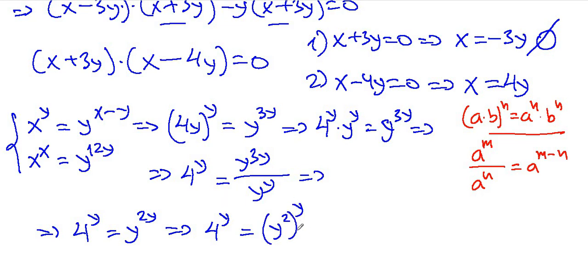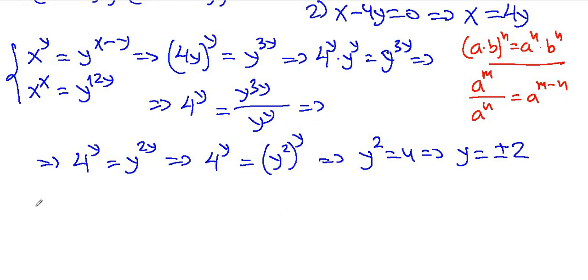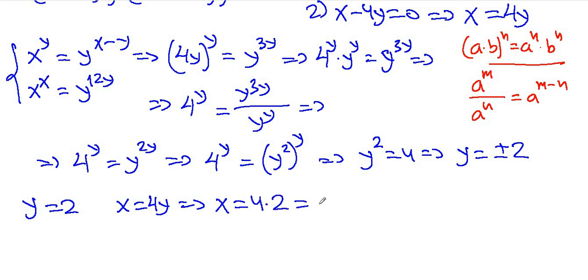Since exponents are the same, we can equate bases, which means that y squared is equal to 4. And usually here we'll get y is equal to plus minus 2. Since we are looking for all positive real solutions, then here we'll get simply y is equal to 2. And as you remember, we already solved that x is equal to 4y. Then here we can get x is equal to 4 times 2, which is equal to 8.